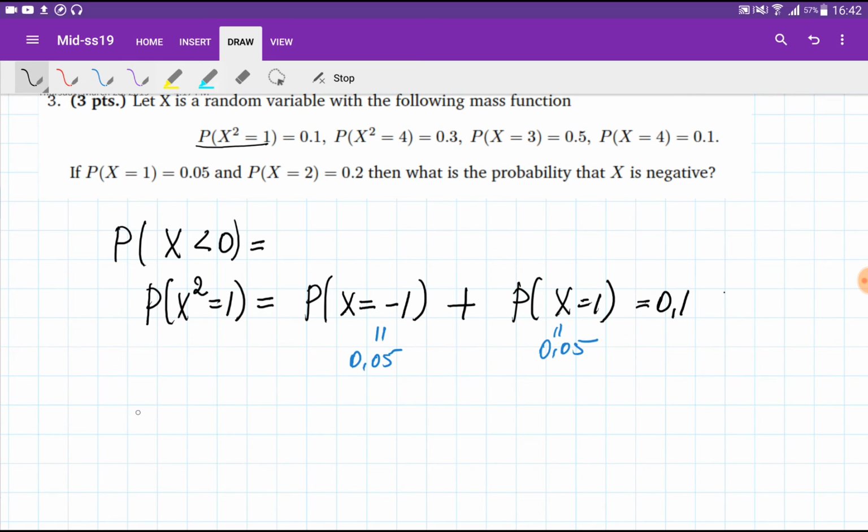We're also given that the probability of x squared equal to 4 is 0.3, right?